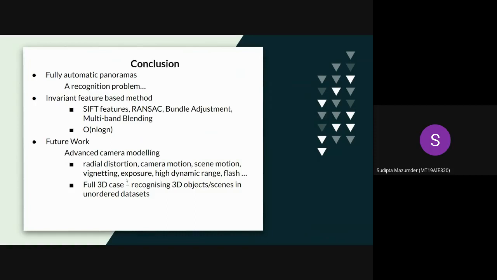For future work, we would consider that further issues like radial distortion, camera motion, scene motion, and everything be considered while creating panoramas so that the images which have been impacted can also be stitched together to form a smooth, enhanced image. And also, with the advent of 3D images, we would also think that looking at creating panoramas from 3D images seems to be a promising approach.